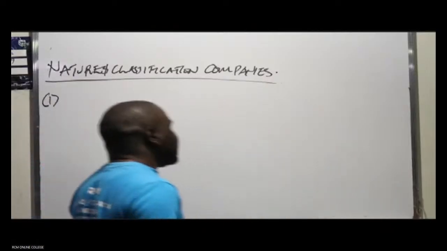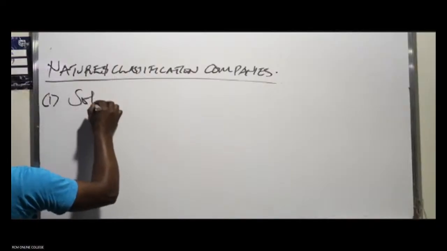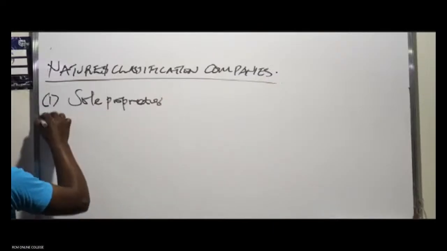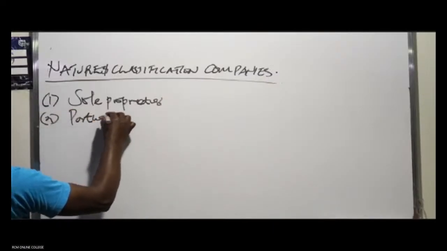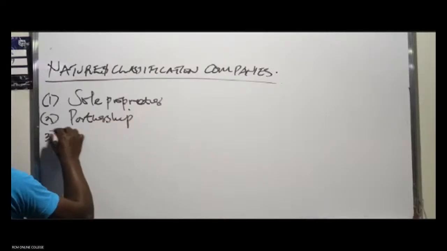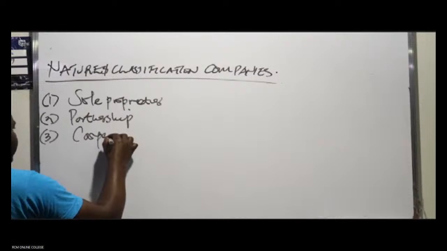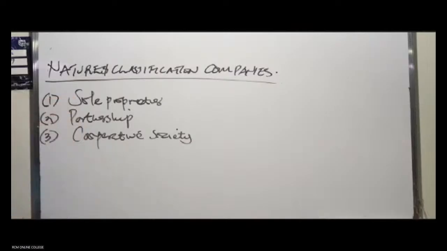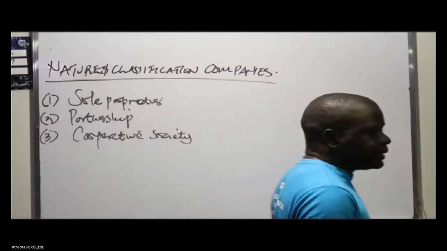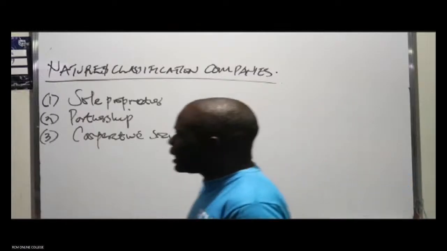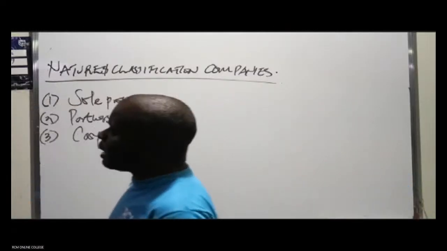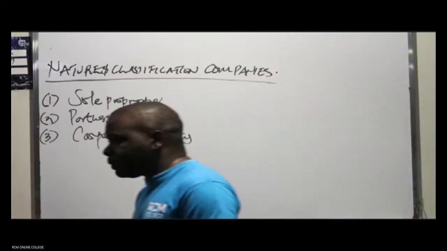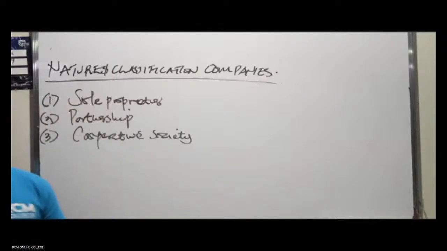So we have a sole proprietor. We can have a partnership, and we can have a cooperative society. We are going to discuss and understand by comparing a company and these other forms of business. What are the differences between a company and a sole proprietor, a company and a partnership, a company and a cooperative society?